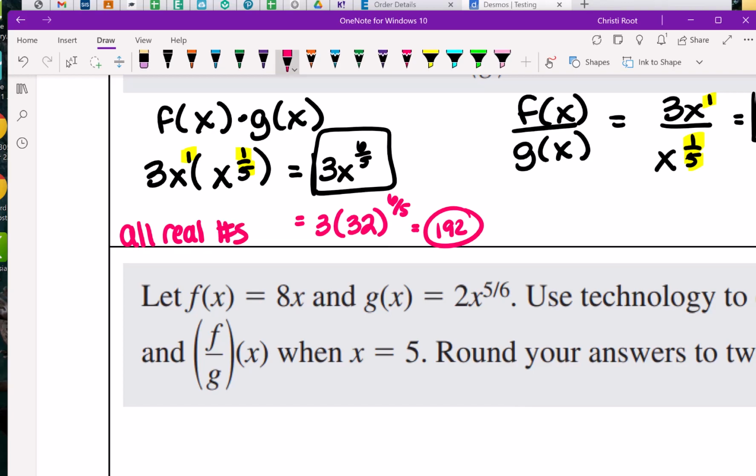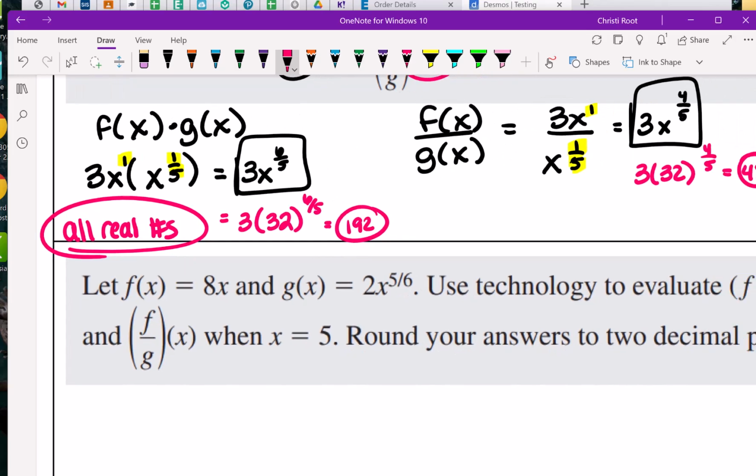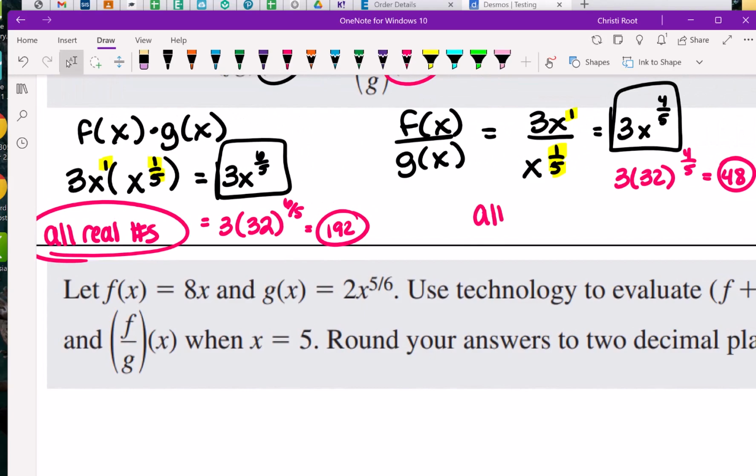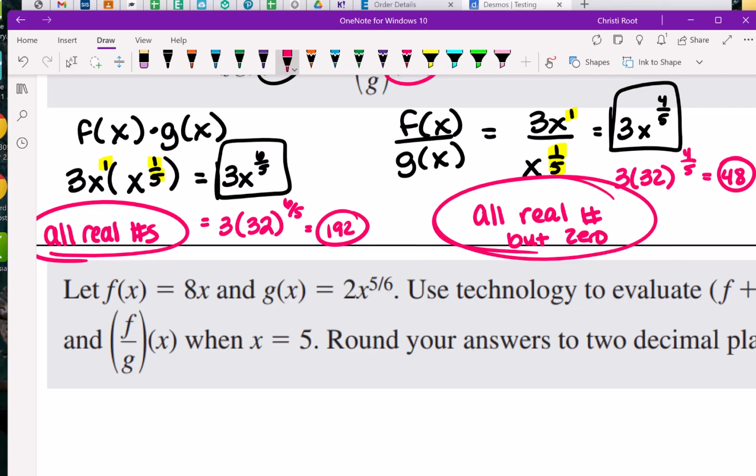And that's when you multiply. But when you divide, you're going to have to subtract that 0 value. So it's basically going to be everything but 0. So all real numbers but 0.